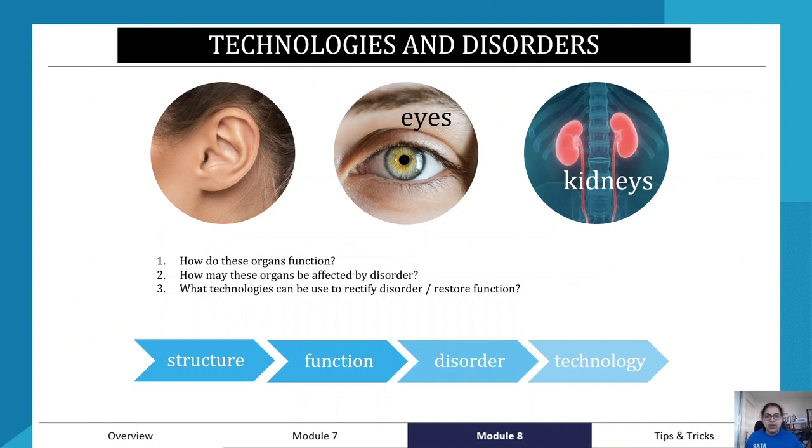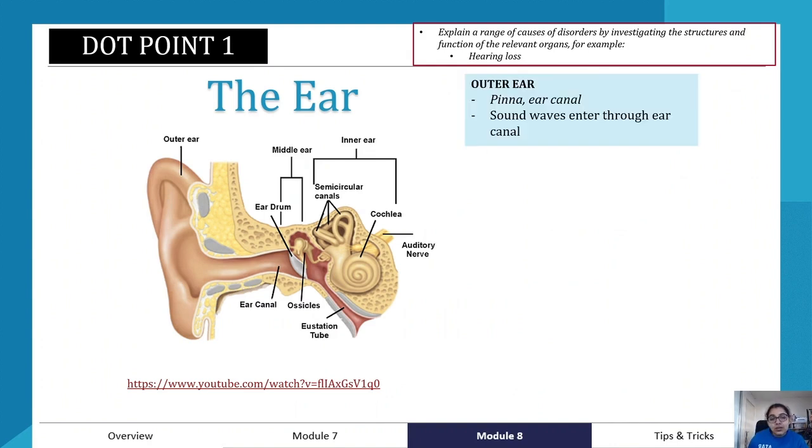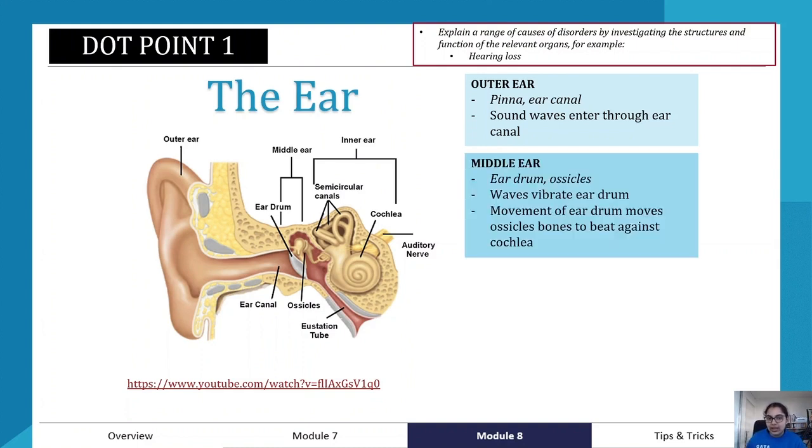So it's that progression. This part of the syllabus really requires you to know, for example, the structures of the eyes and ears in a lot of detail, because you should be able to link the structure of the eyes and ears to their function. How is it functioning? And then from there, how has the disorder been caused, and how will the technology rectify that? So the important structures here are firstly the outer ear, which includes the pinna and the ear canal, and this is how sound waves are entering the ear. The middle ear refers to the eardrums and the ossicles.